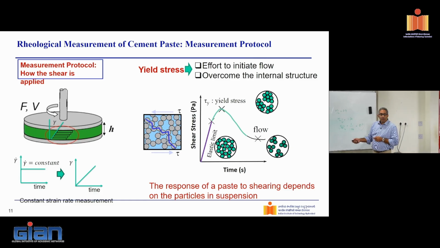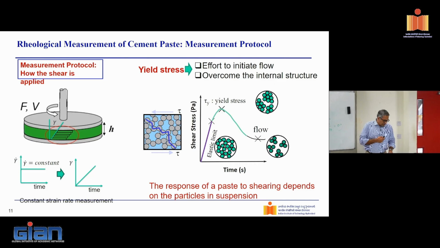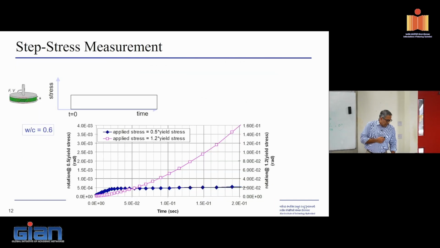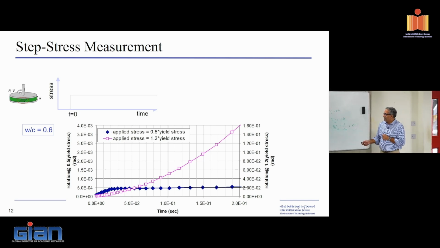The initial part is almost linear, right? Suppose I apply this value of stress here, which is much lower than that stress that is required to break that skeleton. What would happen? You basically, exactly, the deformation should remain constant, right? That's exactly what we get when we do a step stress experiment. So this is a step stress experiment where the applied stress was half the yield stress. So you see, this is the kind of deformation that we measure as a function of time. It deforms and then it essentially stays constant.